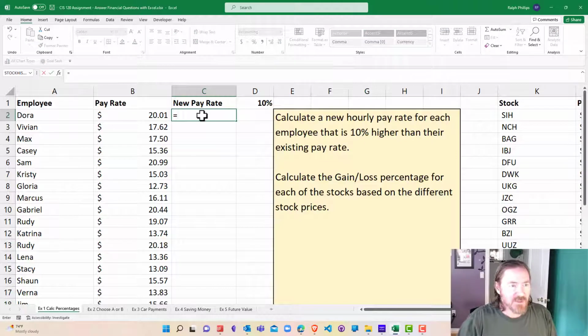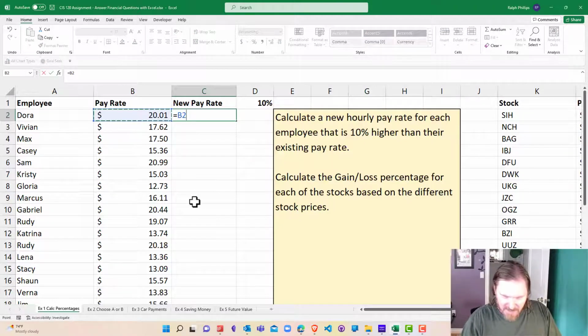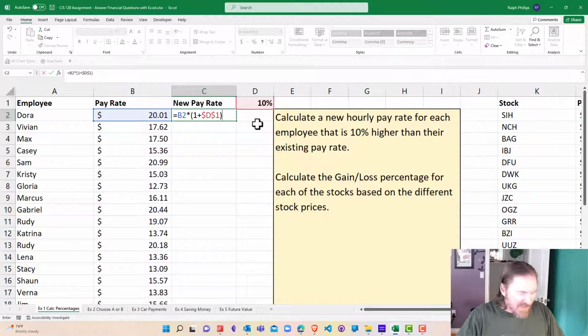So I'm going to write equals my old pay rate times, in parentheses, 1 plus the 10% increase there in cell D1. For this cell, I am going to press F4 on my keyboard to make it an absolute reference, because all of my formulas are going to refer to that D1 cell. If you want multiple formulas to refer to the same one cell, you want that cell reference to be absolute. I did an absolute column, absolute row, and that should suffice.